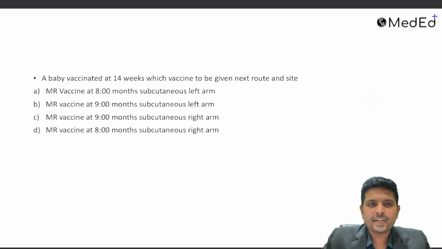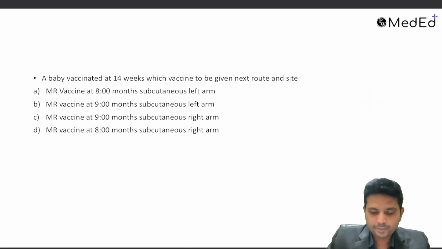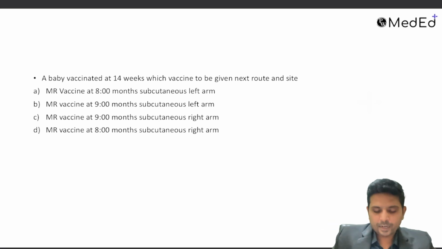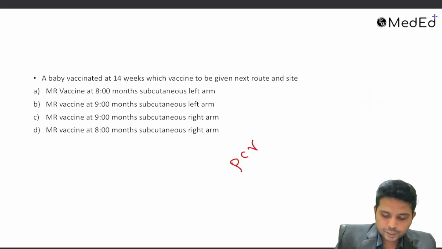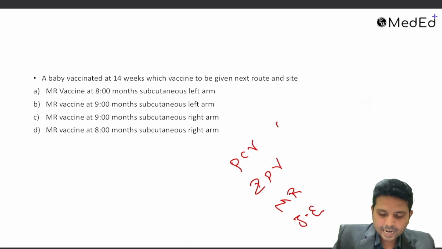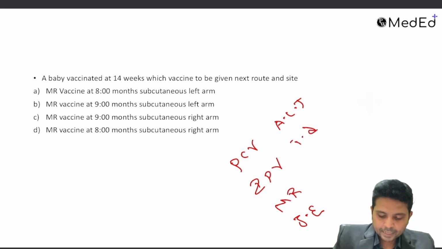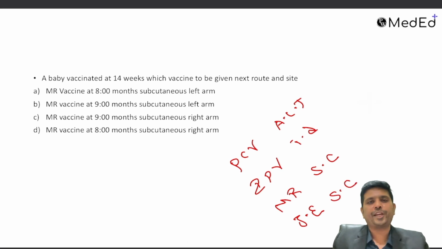A baby vaccinated at 14 weeks, which vaccine is to be given next, by which route, and when? So what are all the vaccines that are given at the 9th month? The vaccines given at 9th month are PCV booster, IPV booster, MR and JE vaccine. PCV is given in the anterolateral thigh, IPV vaccine intradermal, MR vaccine subcutaneous, JE vaccine subcutaneous.